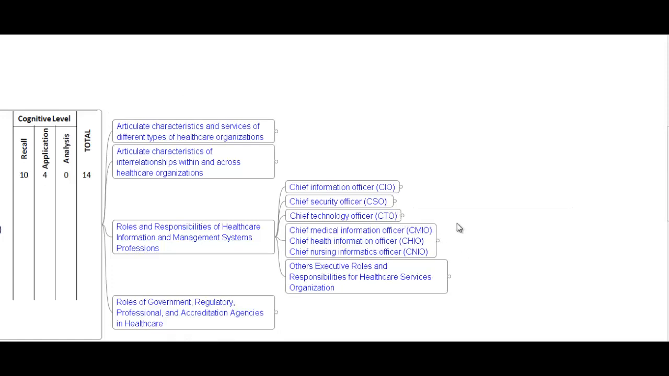Chief Medical Information Officers and Chief Health Information Officers essentially serve as the bridge between the medical and IT departments at a healthcare organization. And Chief Nursing Informatics Officers make sure of effective integration of clinical insights into systems. Let's explore other executive roles and responsibilities for healthcare services organizations.